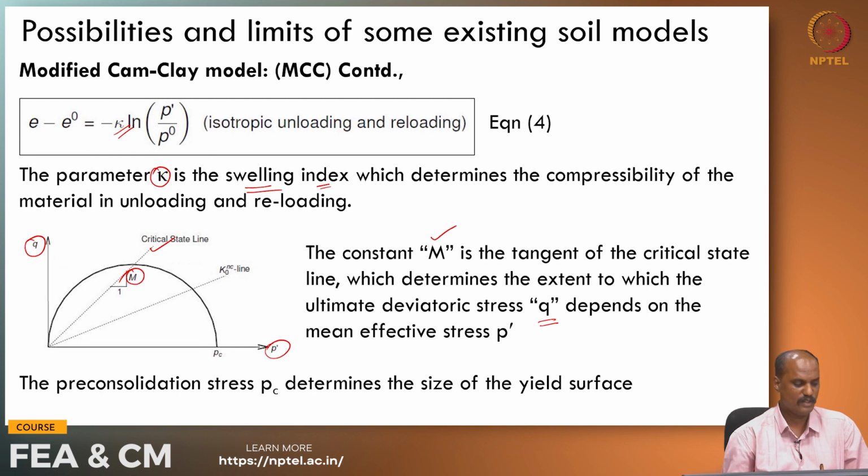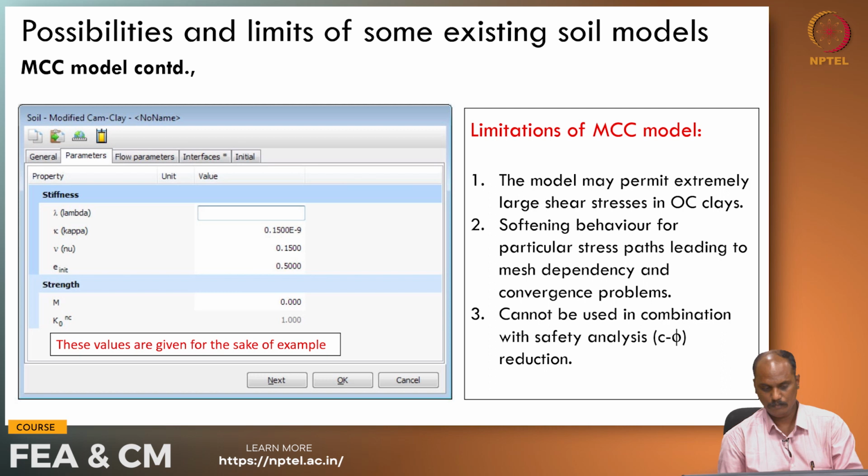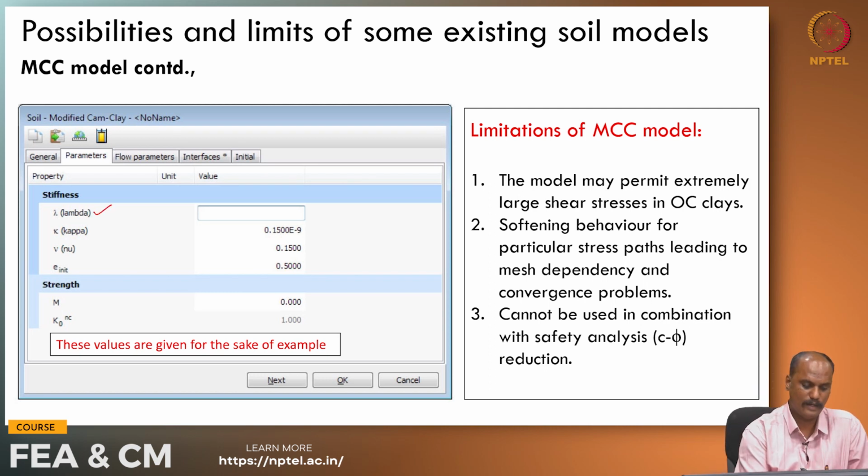So, we have a specific set of equations to find M. If time permits, we will discuss these equations. This pre-consolidation stress pc determines the size of the yield surface. This is very, very important. So, when it comes to the Modified Cam Clay model, we have 5 important parameters, that is lambda, kappa, nu and then the initial void ratio.